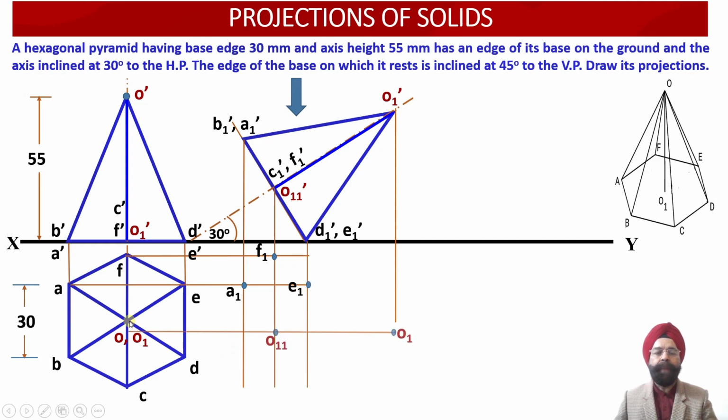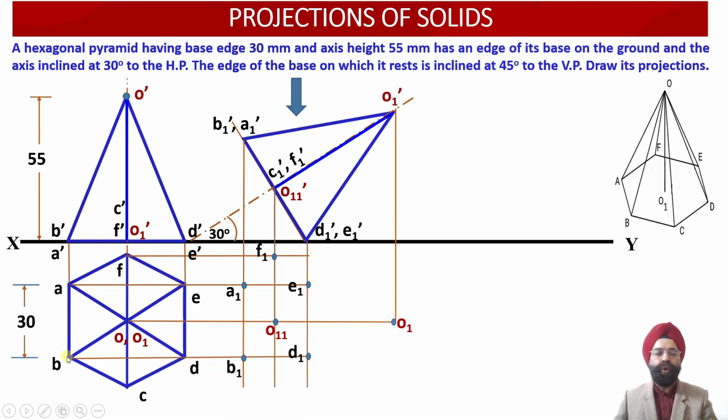Next, we have got the points O and O1. So through O and O1, again we have drawn a horizontal projector line. So wherever this horizontal projector line is intersected with vertical projector lines drawn through O1 dash and O11 dash, we are going to obtain the points O1 and O11 in the top view projections over here.